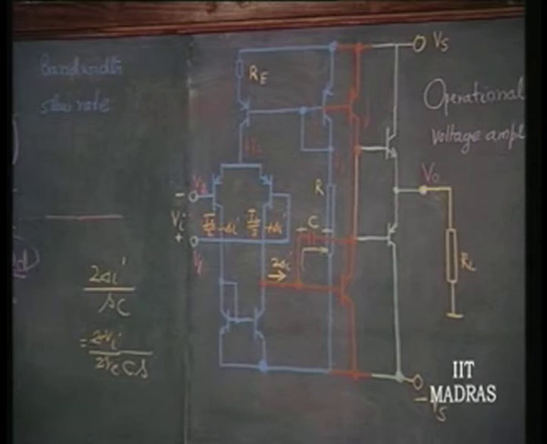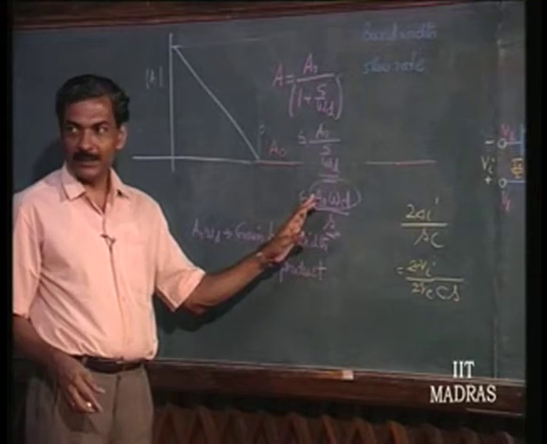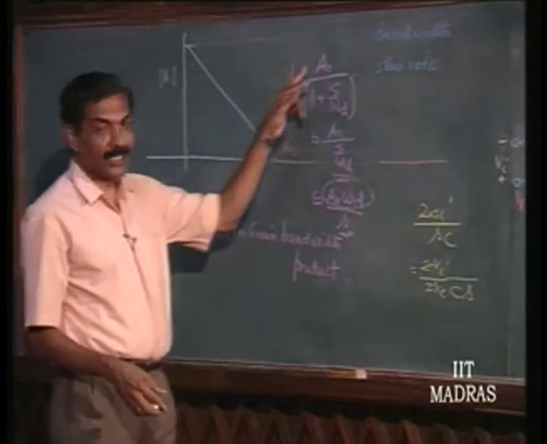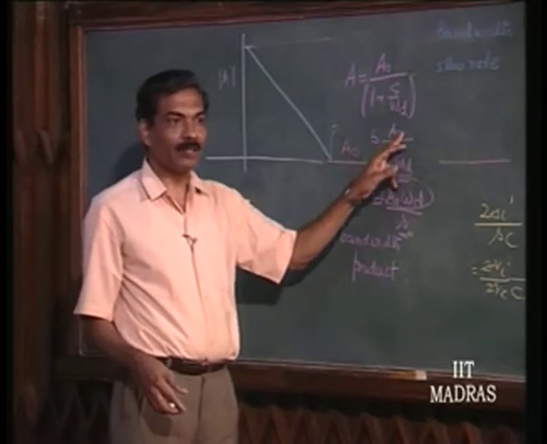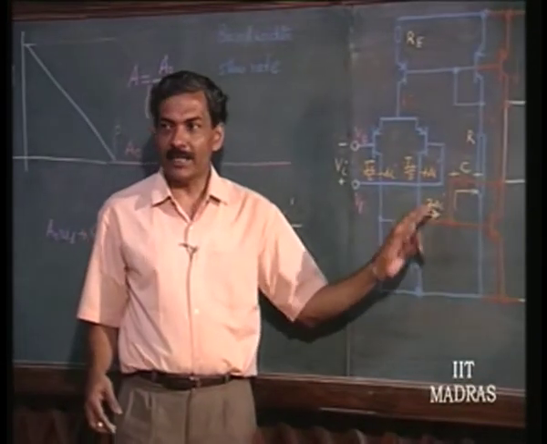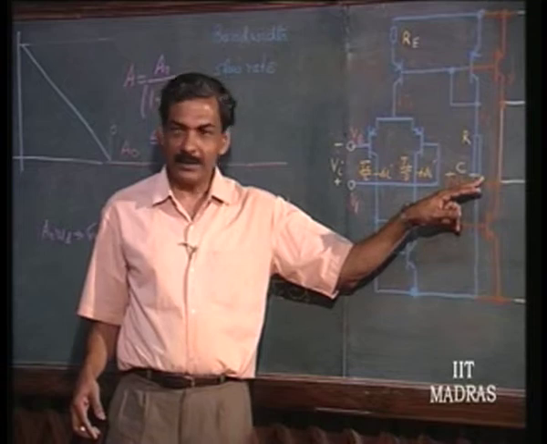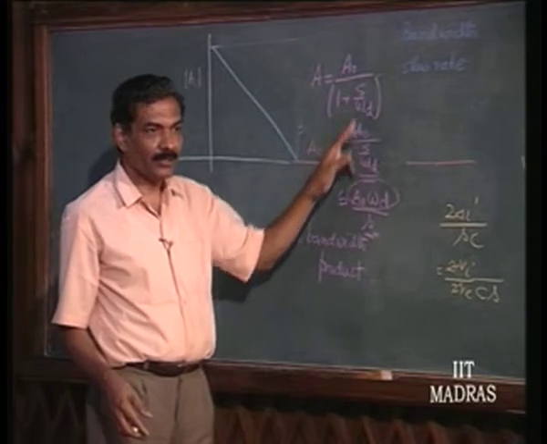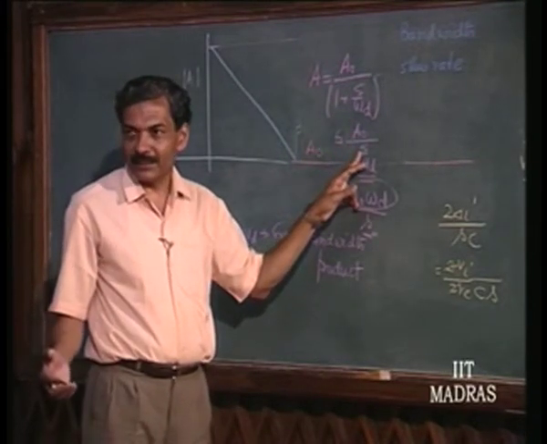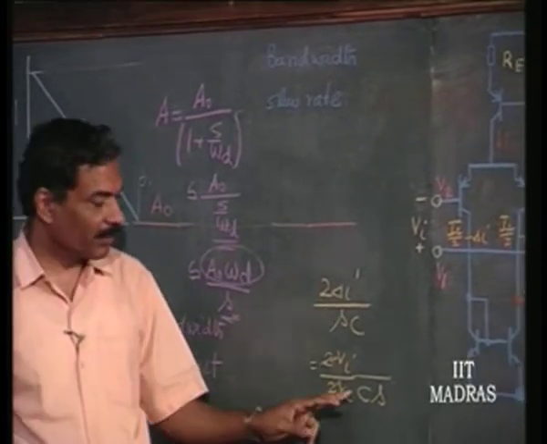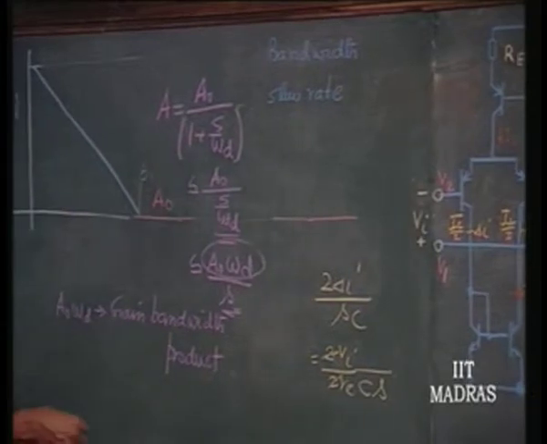You might be wondering at this approximation, because this is a similar approximation as in here. If you do not make the approximation, you would have got the gain as A naught by 1 plus S by omega d, that is all. If you have considered all these impedances and then considered the Miller effect capacitor shunting it, then you would have got the output as A naught by 1 plus S by omega t. We are not interested in all these things, we want only the gain bandwidth product.